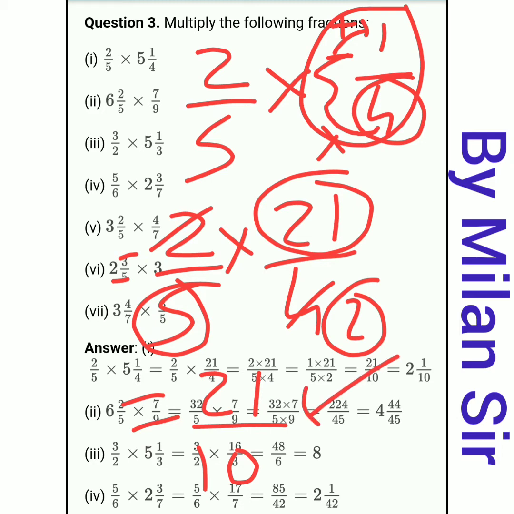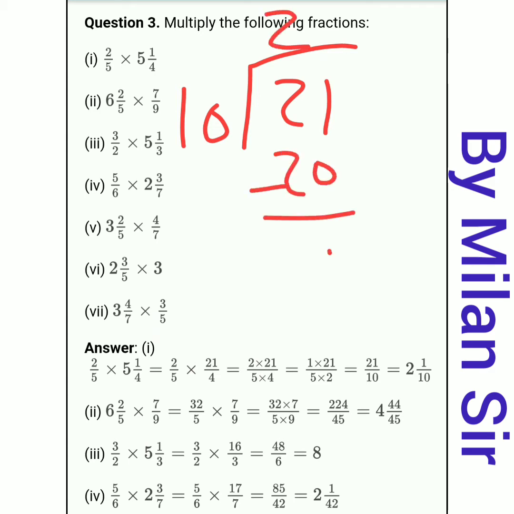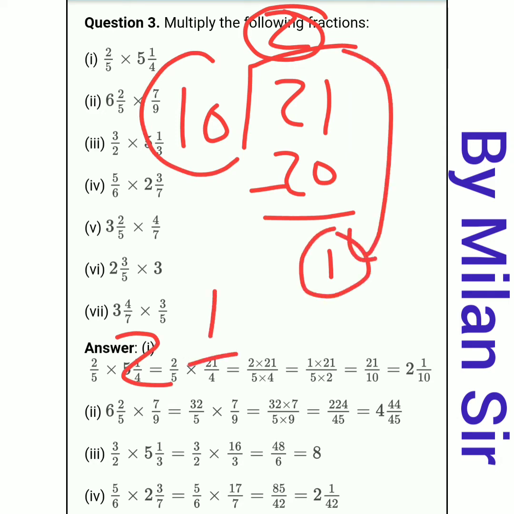Now this is an improper fraction, right? 21 by 10. So we can convert it into the mixed fraction. So 21 divided by 10. 10 2s are 20 and remainder 1. So here 2 integer, then we write this remainder 1 divided by 10 as it is. So our final answer is 2 integer 1 by 10.